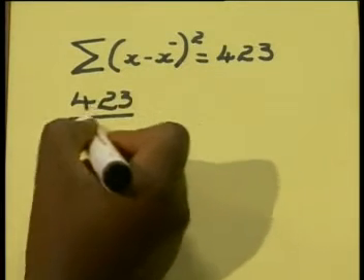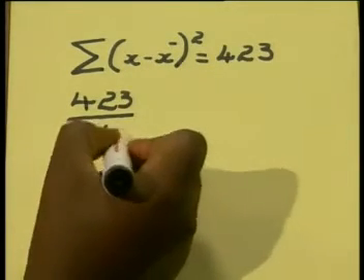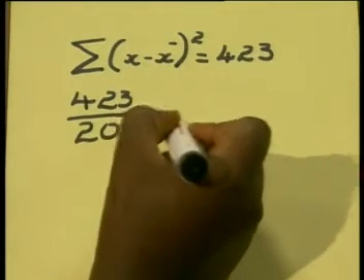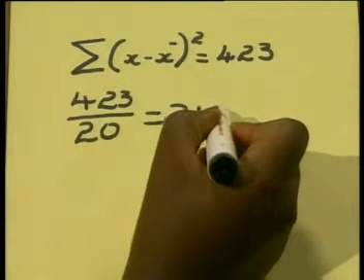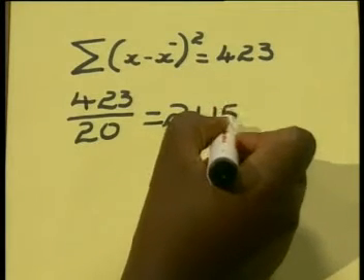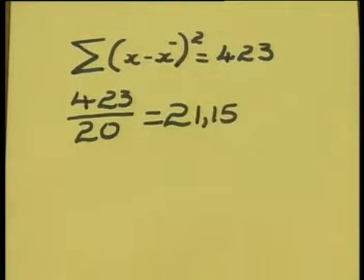The next step is to divide this sum by the number of data values. The pulse rates were taken for 20 teenagers, so we can divide by 20. And that's 21,15. This is the value for the variance.